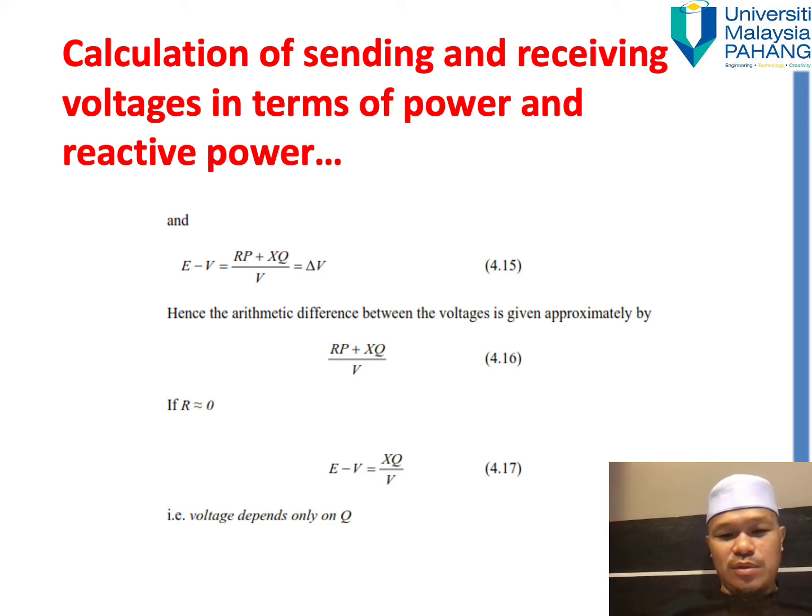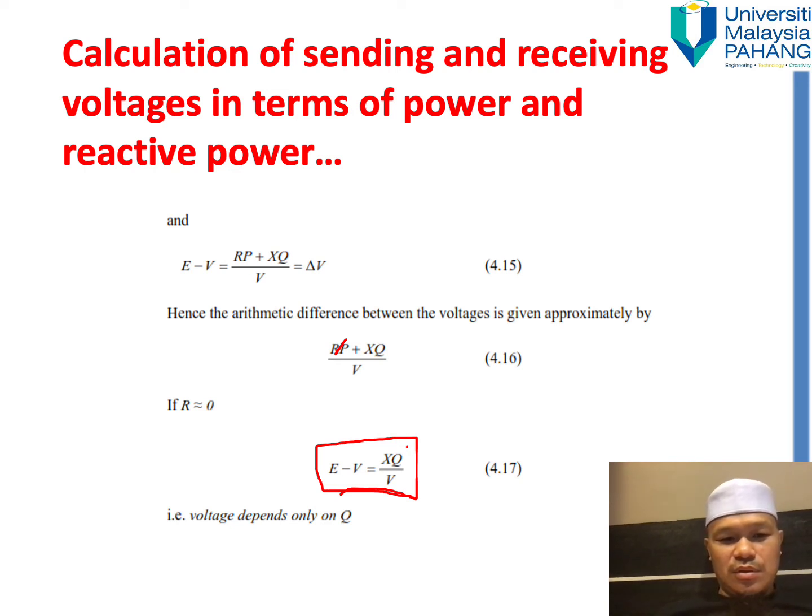And surely when we deal with a power system, normally we assume that R is much smaller than X, so you can ignore it. At the end of the day, you get E minus V equals XQ divided by V. This is the proof that if we want to control the voltage, we control the Q, because the voltage depends only on Q. This is the conclusion we get here. Okay, so this is how we derive it.